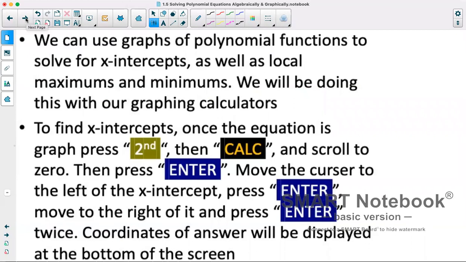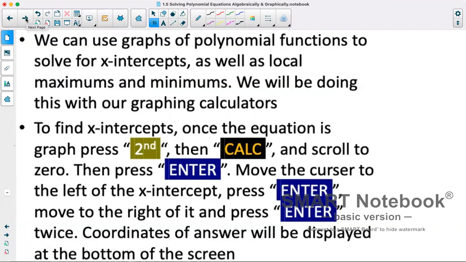Now, sometimes we'll also look for local maximums and minimums, but essentially to find our x-intercepts, once the equation is graphed, you can press second, which tends to be yellow on the older Texas Instrument calculators, then calc, which is second from the top right. The button is shared with the trace function. And then once we do that, we scroll down to 0, press enter, and then it'll go back to the graphing screen, but there'll be a cursor on our graph.